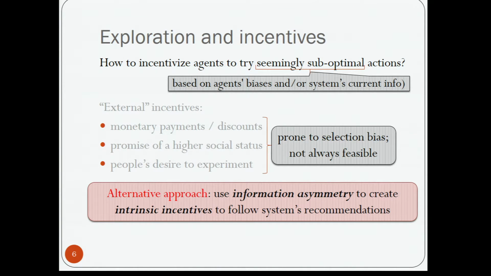So we'd like to use information asymmetry, that is the fact that the algorithm in general knows more than any given agent, in order to create a sort of intrinsic incentives. In other words, we want the agent to follow our recommendation just because we recommended it to him. Okay, so that's a high-level goal.